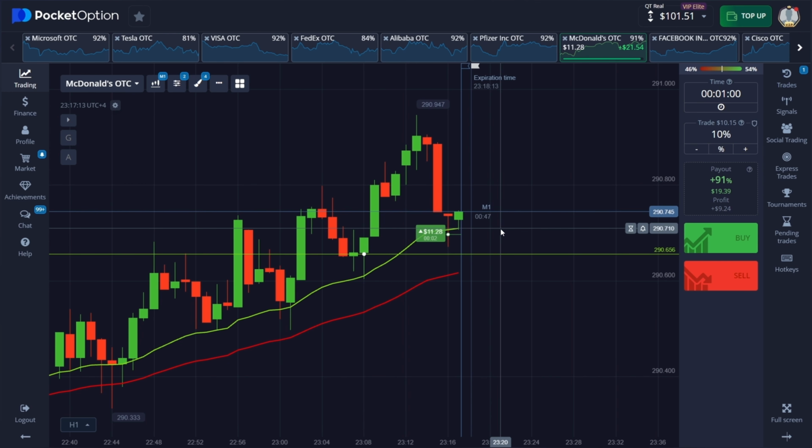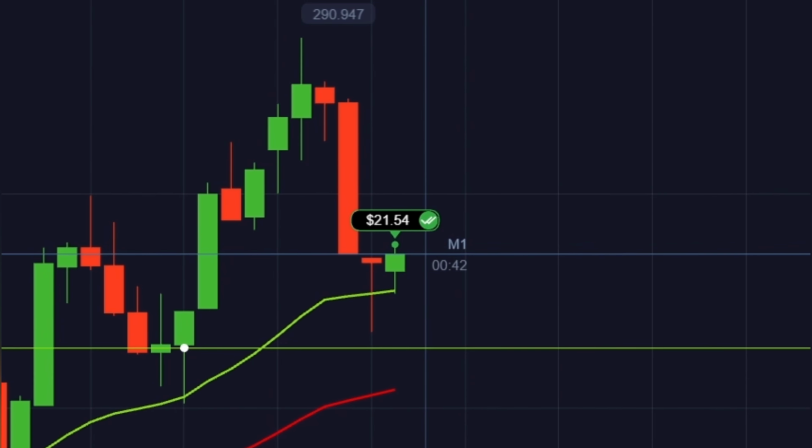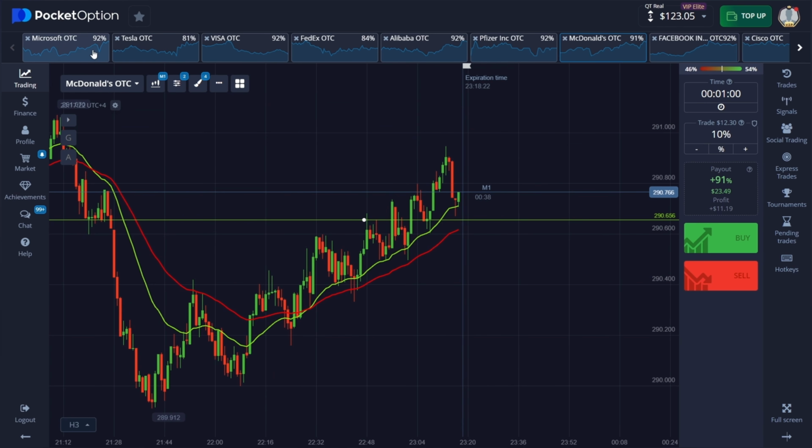With only a few seconds left, it looks like a good win. And yes, we've won another trade. Now my balance is $123 from an initial $50, achieved through proper money management.